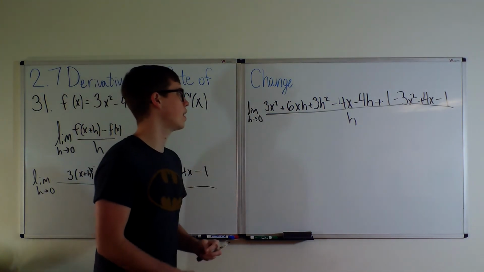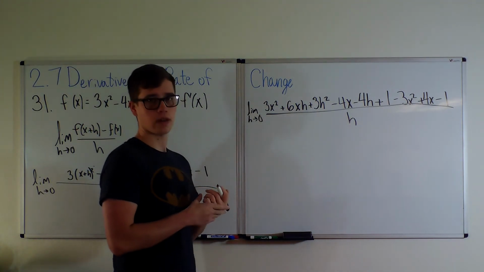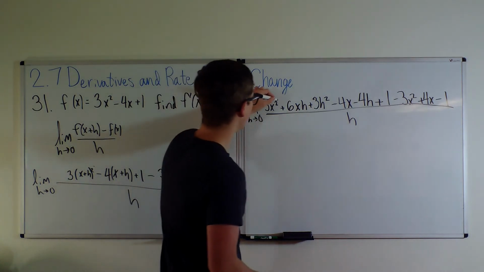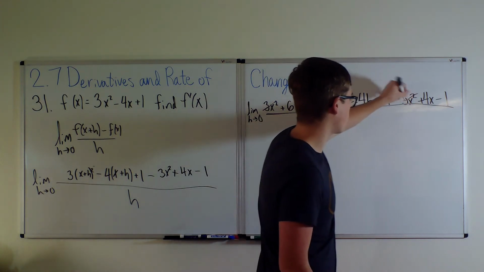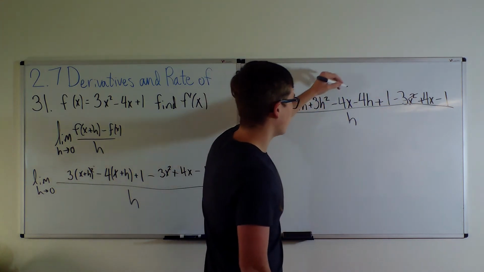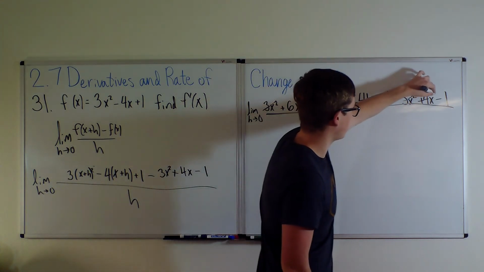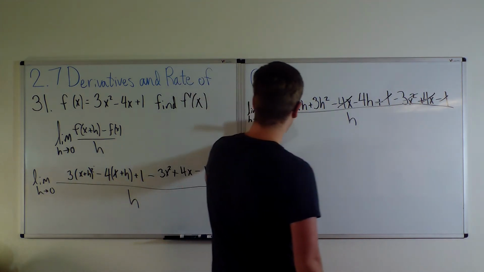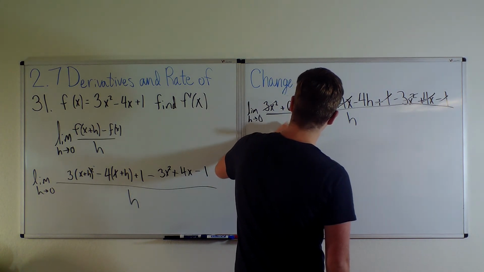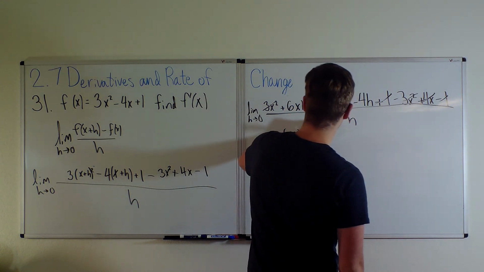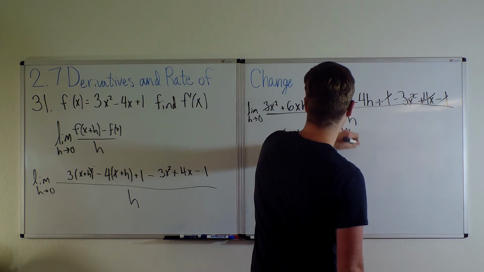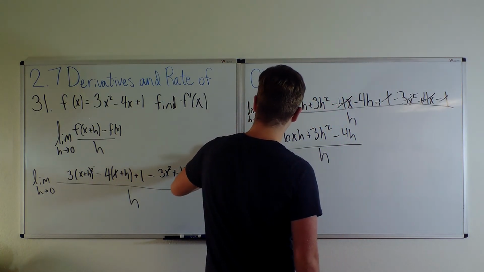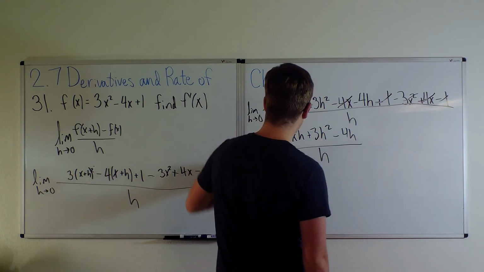So then what do you do next? Well, you want to simplify this. You know, this is looking really ugly, so how can we simplify this? Well, 3x squared, negative 3x squared. Cross those out. Negative 4x, positive 4x, negative 1, positive 1. All right, what do we have left? We have 6xh plus 3h squared minus 4h all over h. The limit as h approaches 0.